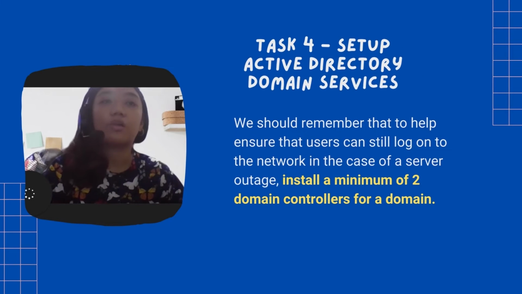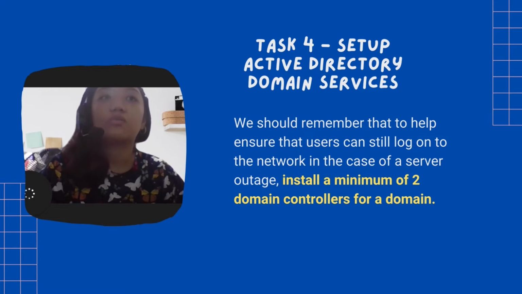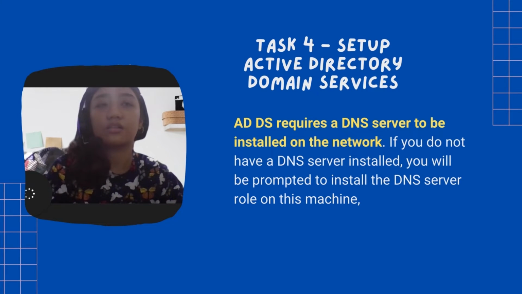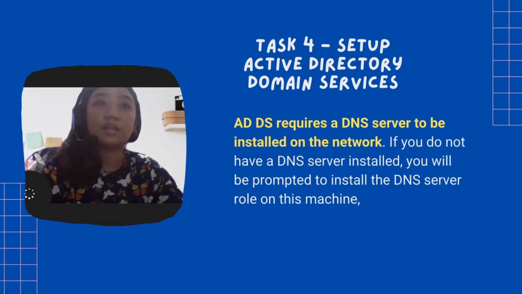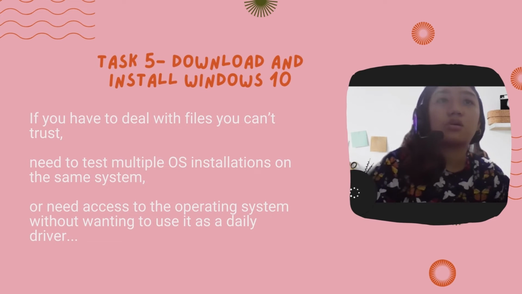We should remember that to help ensure that users can still log on to the network in the case of a server outage, install a minimum of 2 domain controllers for a domain. Also, ADDS requires a DNS server to be installed on the network. If you do not have a DNS server installed, you will be prompted to install the DNS server role on this machine. So for task 5, we downloaded and installed Windows 10.